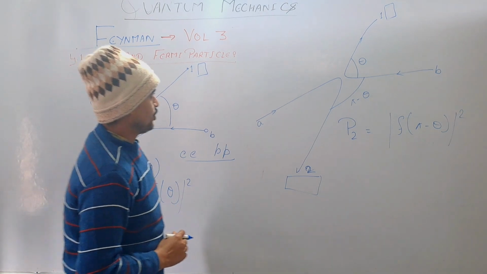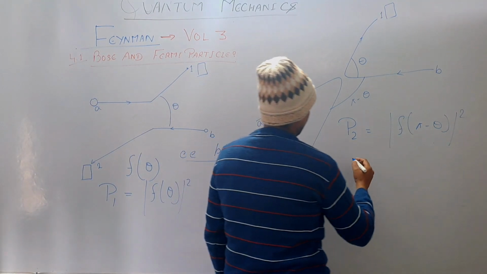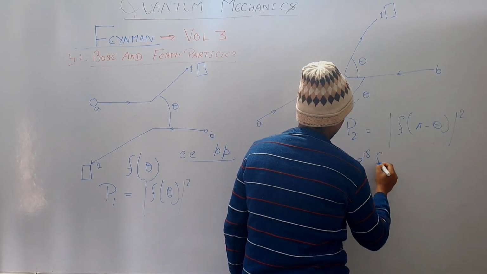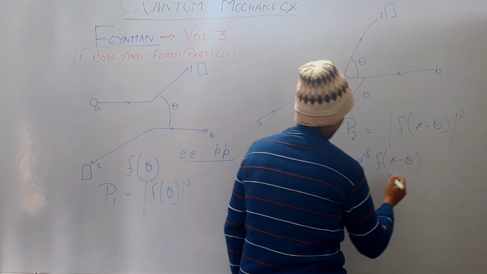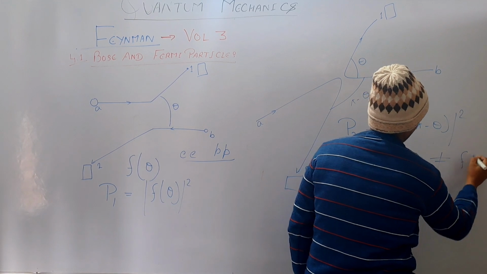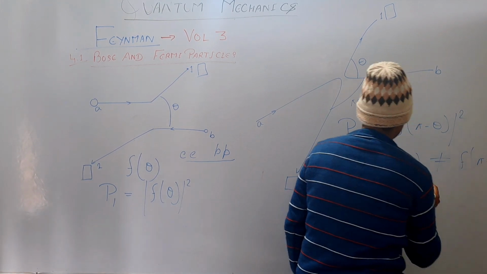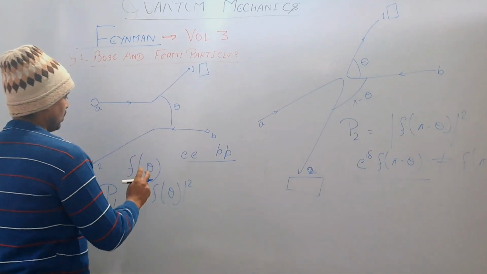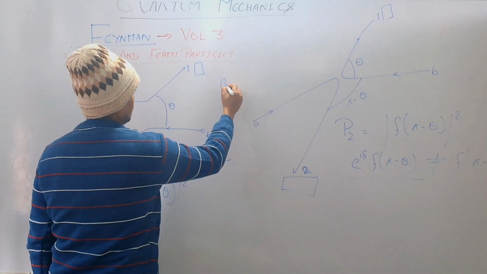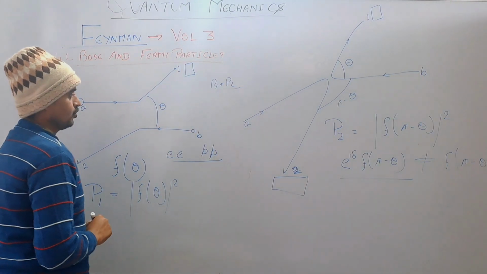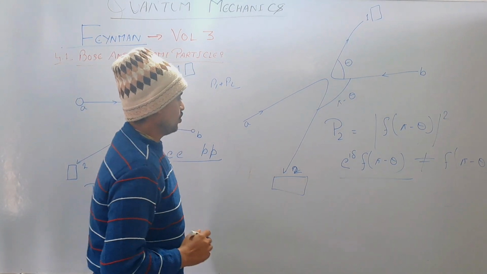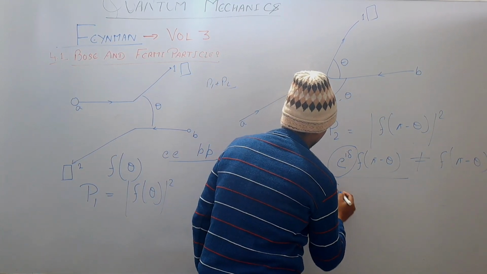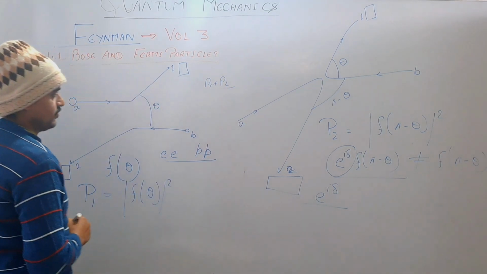But what will be the amplitude of this process? It will be a multiplication of a certain phase and then F pi minus theta, not just F pi minus theta, because we have to add the amplitudes of these two events to get the total probability. So we need to multiply by this phase factor e to the power i delta, and this e to the power i delta is very important.